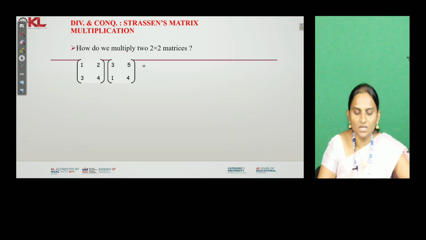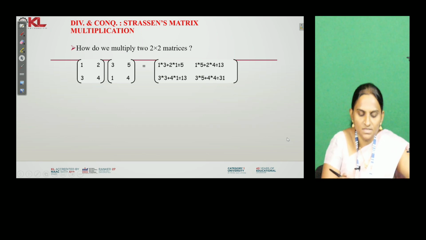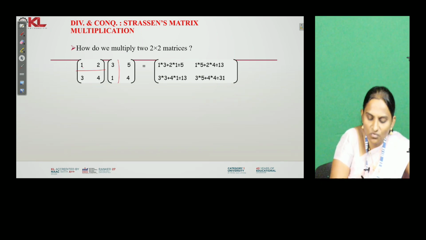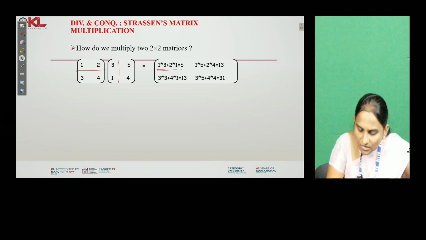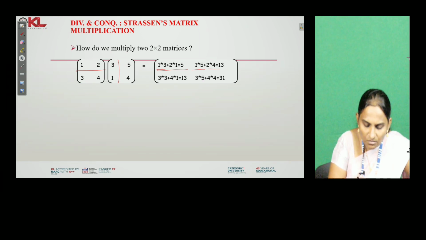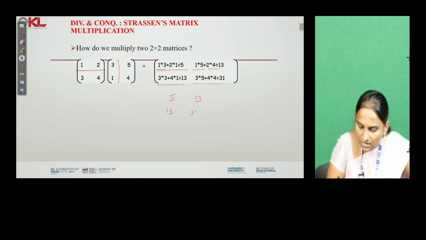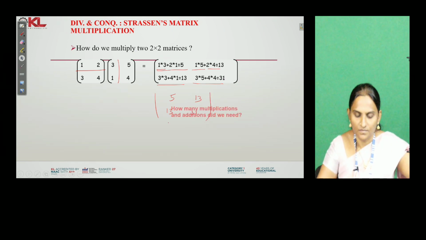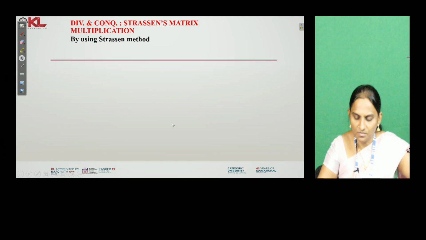How do we multiply 2 by 2 matrices? This is the process to multiply 2 matrices. 1 into 3 plus 2 into 1 equals 5. Next, 1 into 5 plus 2 into 4, so 13. 3 into 3 plus 4 into 1 is 13, and 3 into 5 plus 4 into 4 is 31. So the resultant matrix will be 5, 13, 13, 31. This is the basic general matrix multiplication.